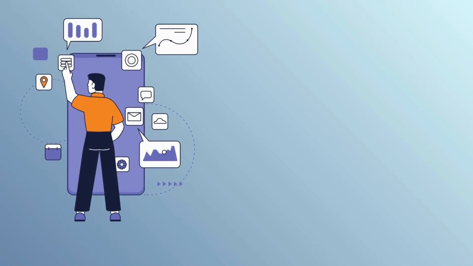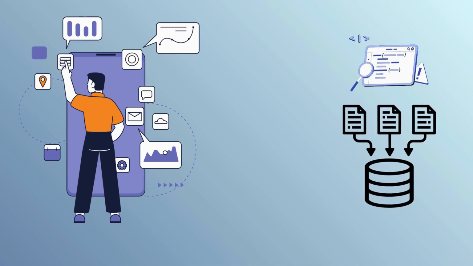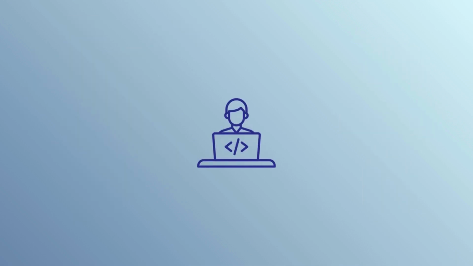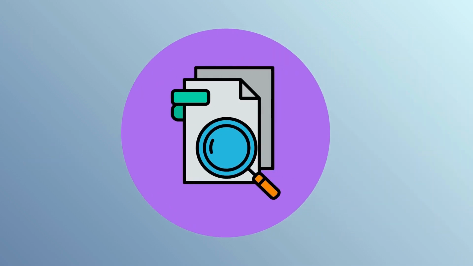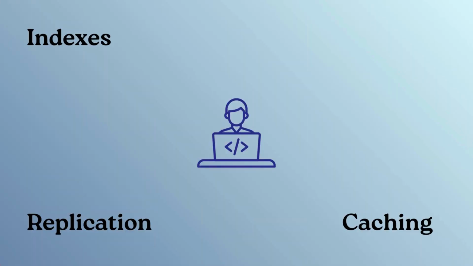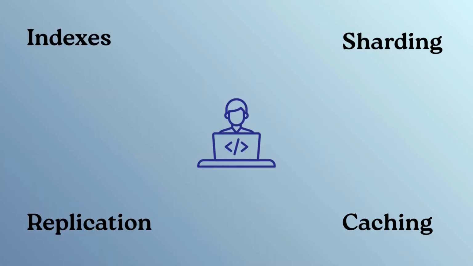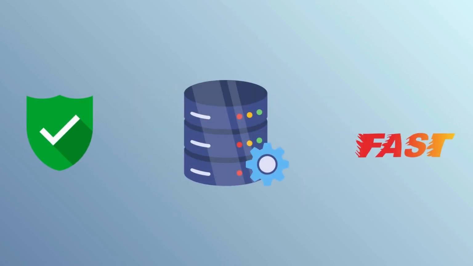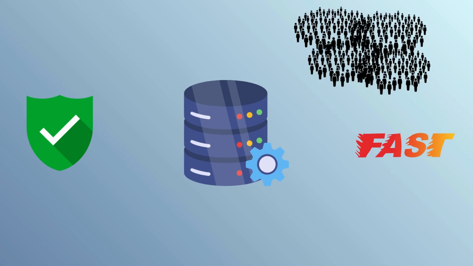As applications grow, the database must handle more data and more requests. To achieve this, developers use several techniques. Indexes speed up search queries by allowing faster lookups. Caching stores frequently used data in memory for quick access. Replication keeps multiple copies of the database for reliability. Sharding splits large databases into smaller parts to improve performance. These methods ensure that databases remain fast and reliable even when millions of users are active.